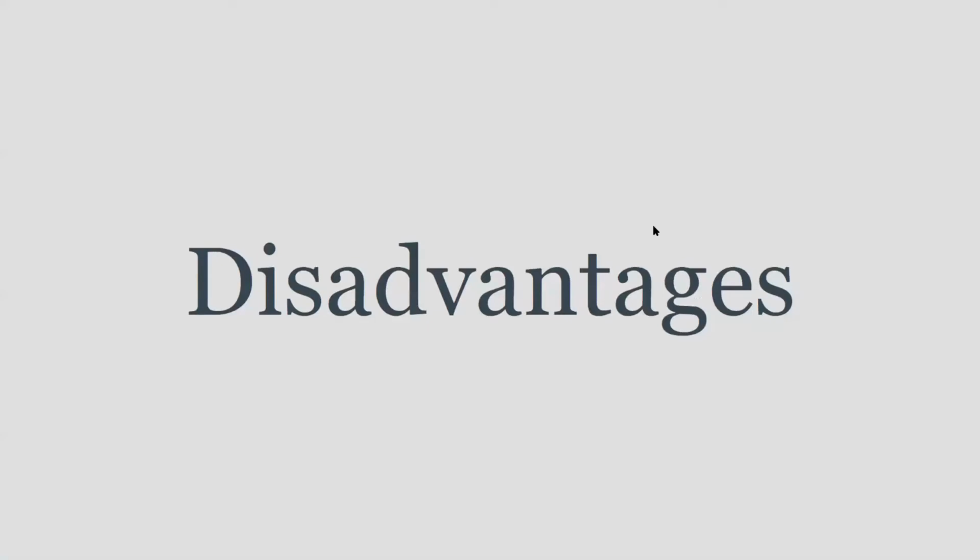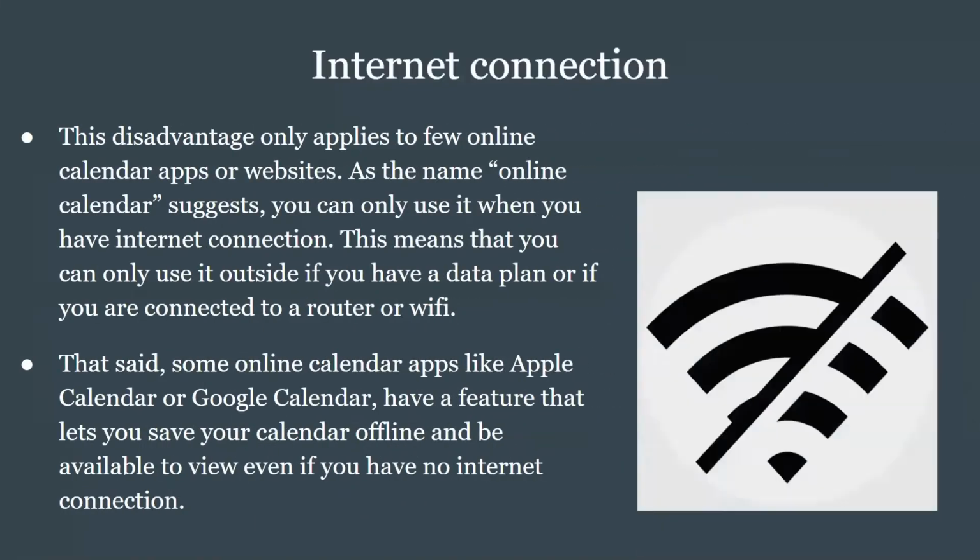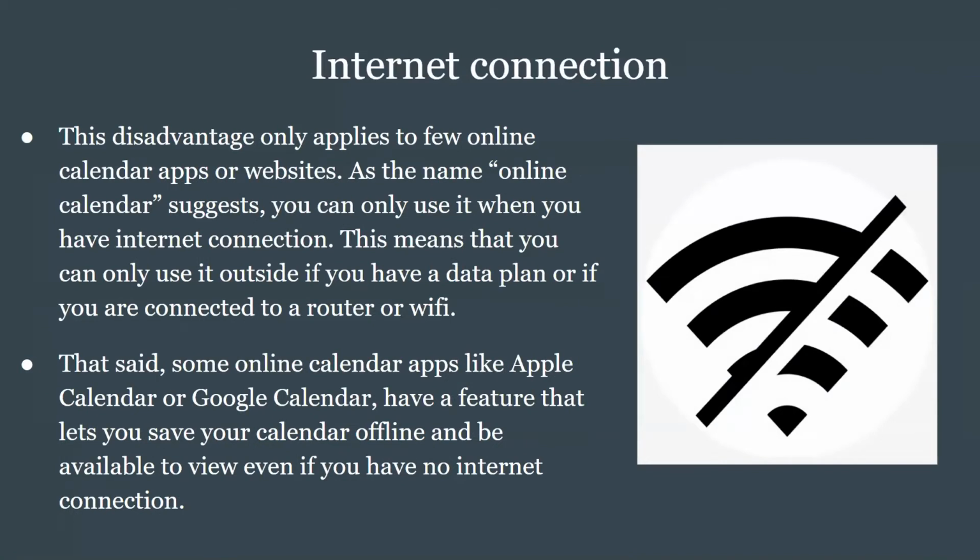The disadvantages. This disadvantage only applies to few online calendar apps or websites. And as the name online calendar suggests, you can only use it when you have internet connection. This means that you can only use it outside if you have a data plan or if you are connected to a router or Wi-Fi. That said, some online calendar apps like Apple Calendar or Google Calendar have a feature that lets you save your calendar offline and be available to view even if you have no internet connection.